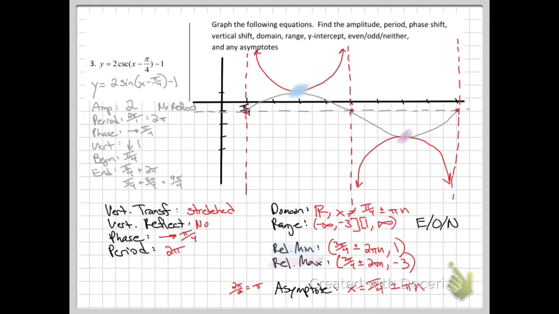Even, odd, neither. This has a vertical shift, so it cannot be odd. And my min or max is not going to line up on the y-intercept, so this one is neither. So this is our first example of cosecant.